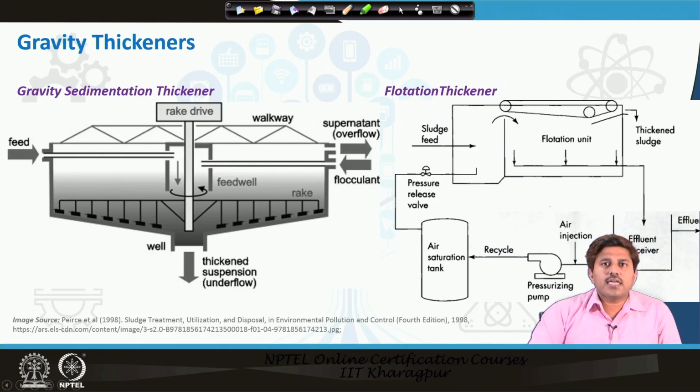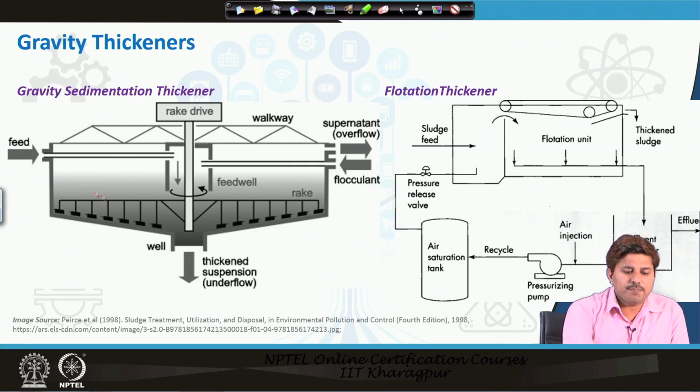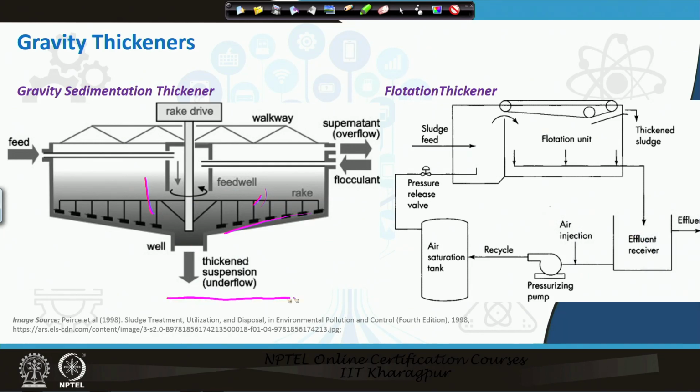The gravity thickeners are, as we were just discussing, a simple settling basin kind of thing. We allow the sludge feed to come in and let it settle, and through the scraper we can collect the thickened suspension through the underflow. There are also flotation thickeners, which can be considered gravity-based too, but here, instead of settling at the bottom, the sludge floats at the top.